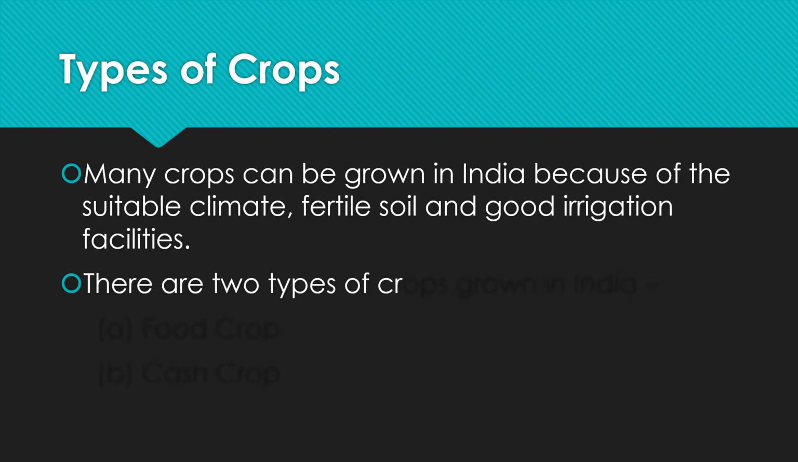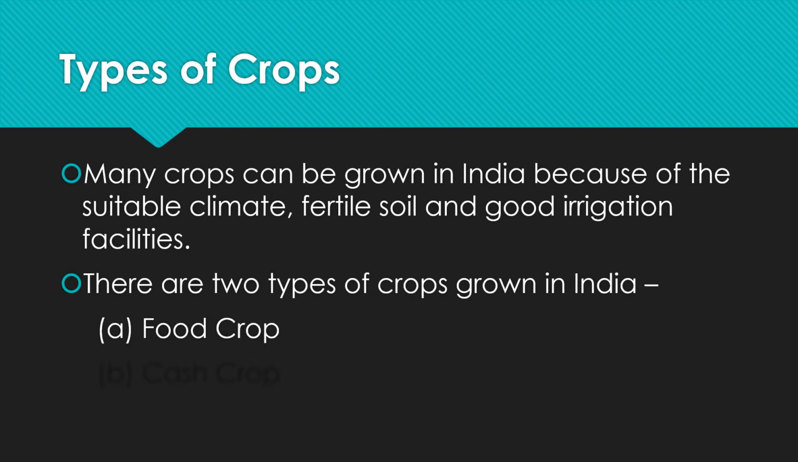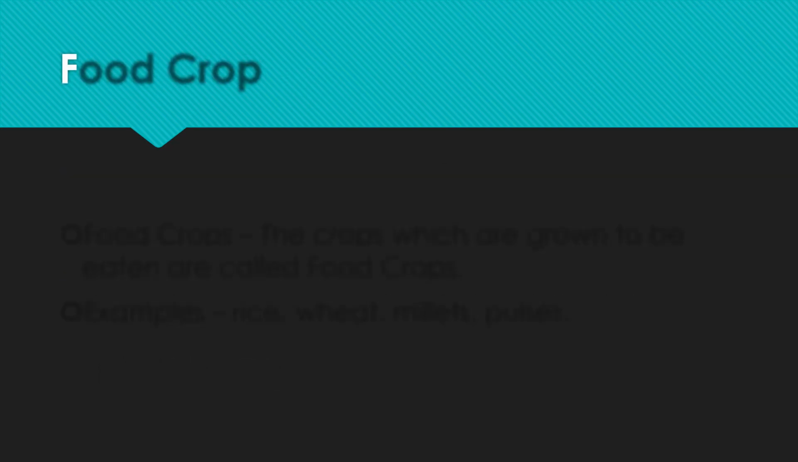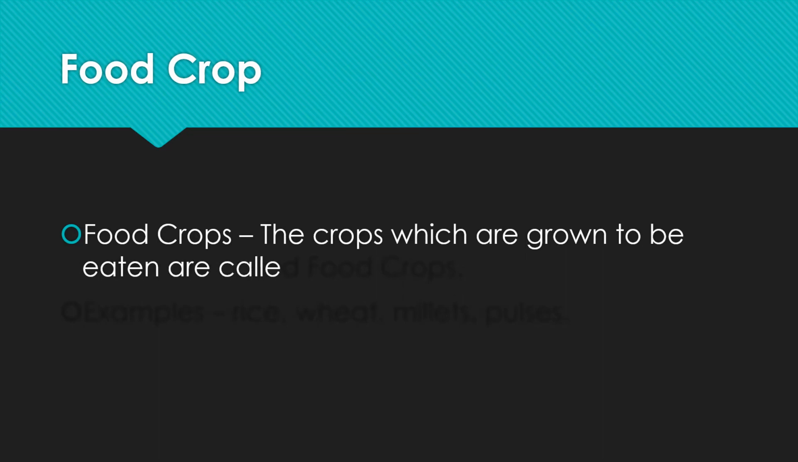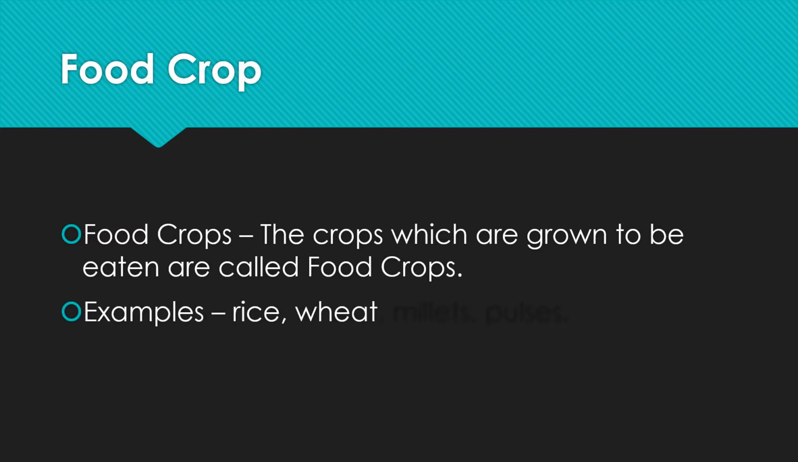So broadly speaking, there are two types of crops grown in India. The first one is food crop and the second one is cash crop. Food crops are the crops which are grown to be eaten. That means the crops which we grow and eat, we consume them. They are known as food crops. For example, rice, wheat, millets and pulses. These all are the crops which we grow to eat.